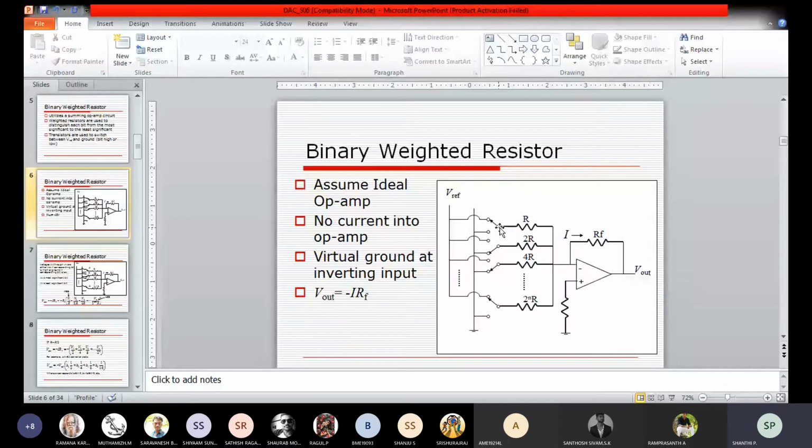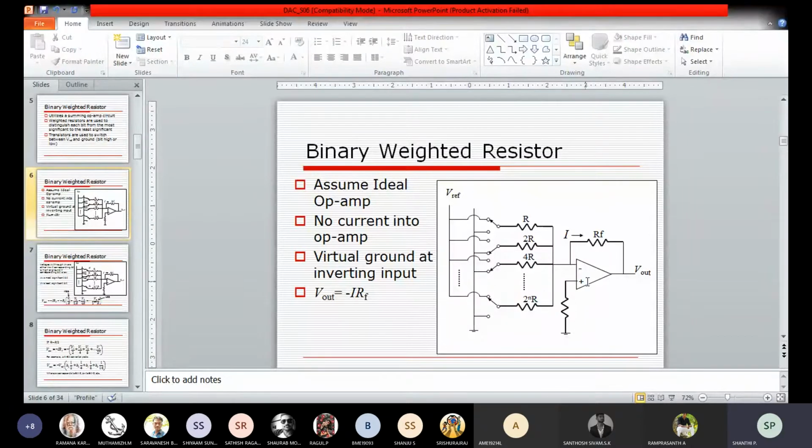Here, when this toggling switch is connected at the reference signal, this input is getting the supply from the V reference. Okay, this supply is getting from the V reference. R, 2R network. Okay, R, 2R and 4R.